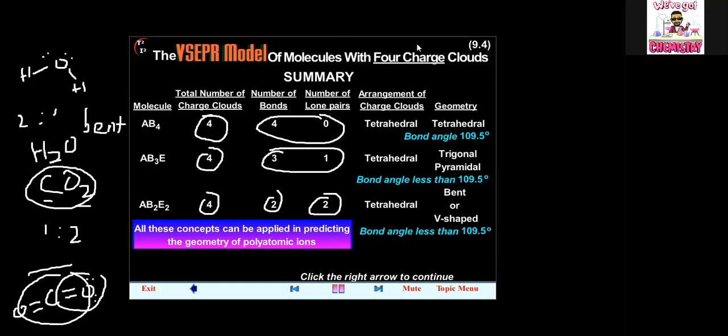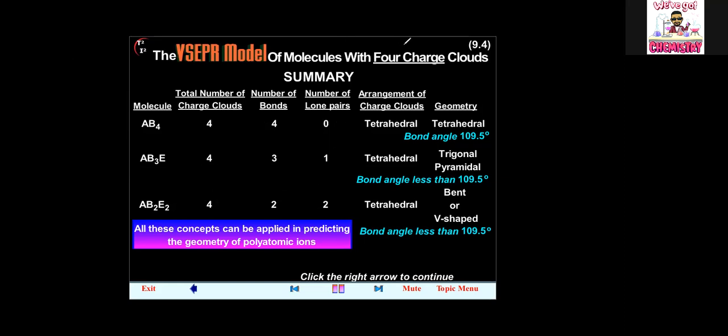All right, that's just a summary of the VSEPR model of molecules with different geometry.